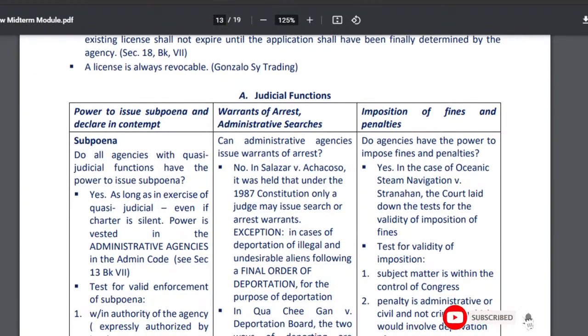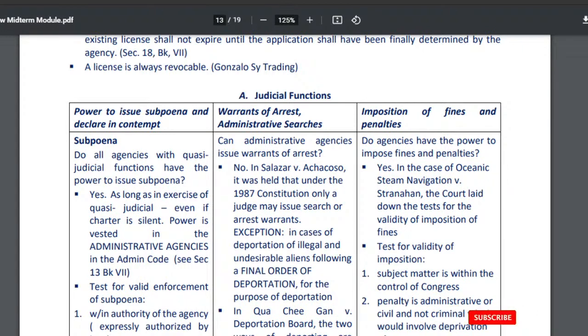So, judicial functions. We have here questions about the power to issue subpoena. It's pronounced as subpoena. Power to issue subpoena and declaring contempt. Now, do all agencies with quasi-judicial functions have the power to issue subpoena? The answer is yes, as long as it is in the exercise of quasi-judicial power. If that administrative agency was given such power, even if the law is silent, it's okay, as long as it is vested in the administrative agencies.